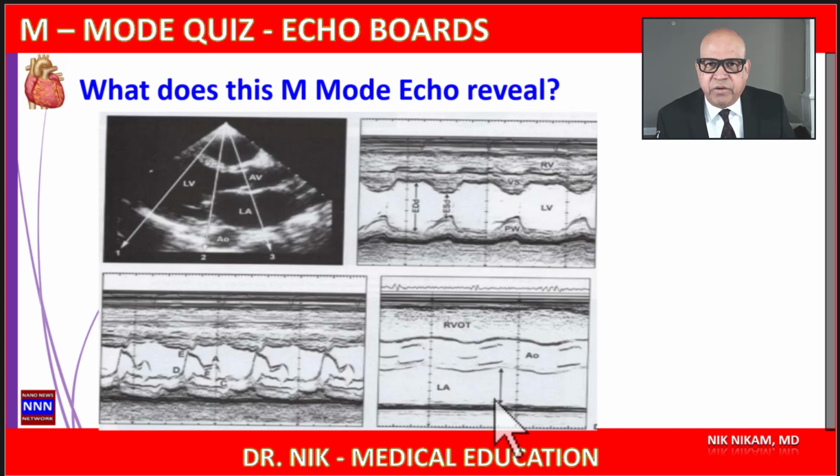So there's a lot of information that we can gather about the heart, and that's what we did for several decades before the 2D and 3D came into existence. We relied predominantly on M-mode echocardiography and made excellent diagnoses which were confirmed by pathological or surgical studies.